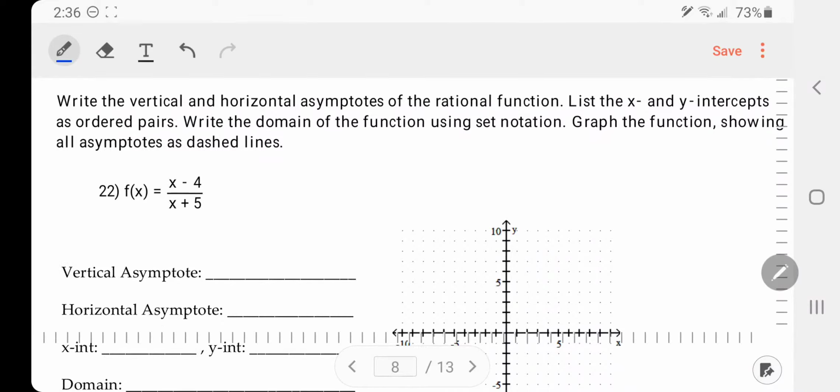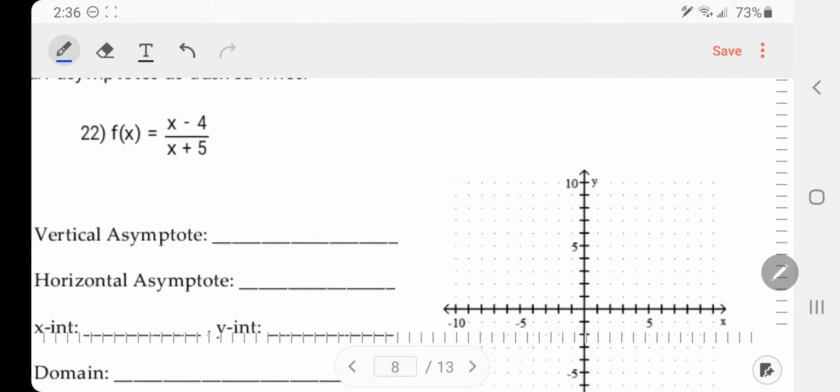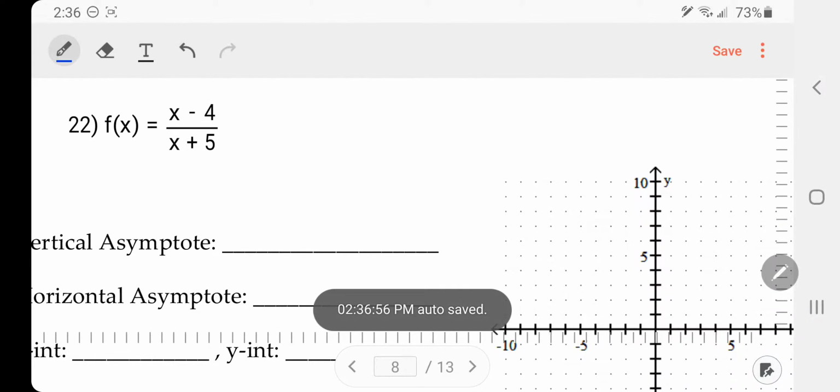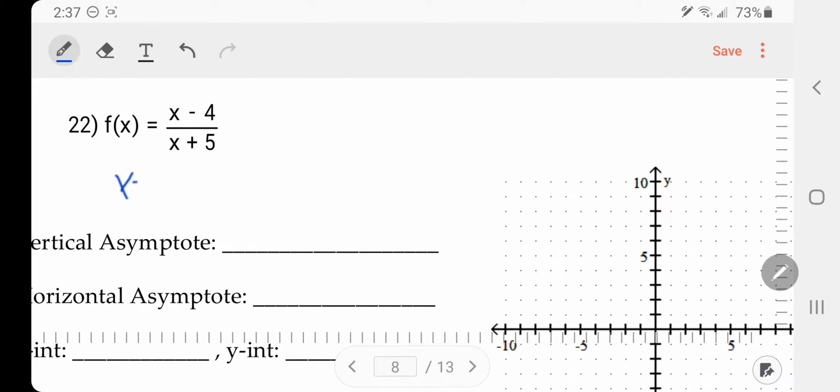Next problem, write the vertical and horizontal asymptotes, list the x and y intercepts, domain, and graph. And we have a rational function this time. So, easiest thing to find first, rational function is the vertical asymptote. You simply take the denominator and you set that equal to 0 and solve. Equal to 0. There we go. Moving the 5 over. X is negative 5.